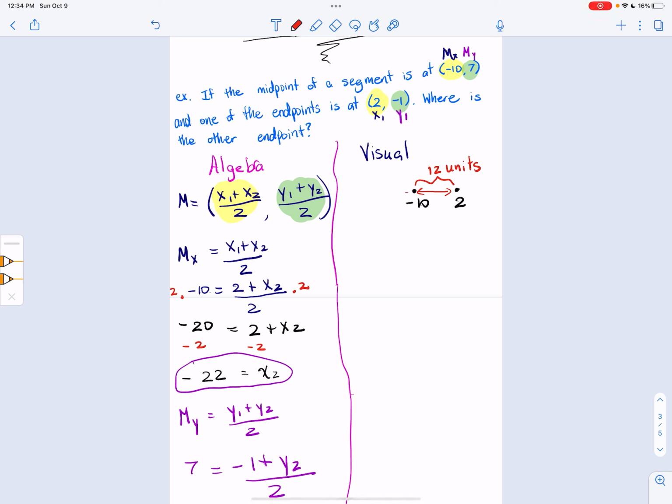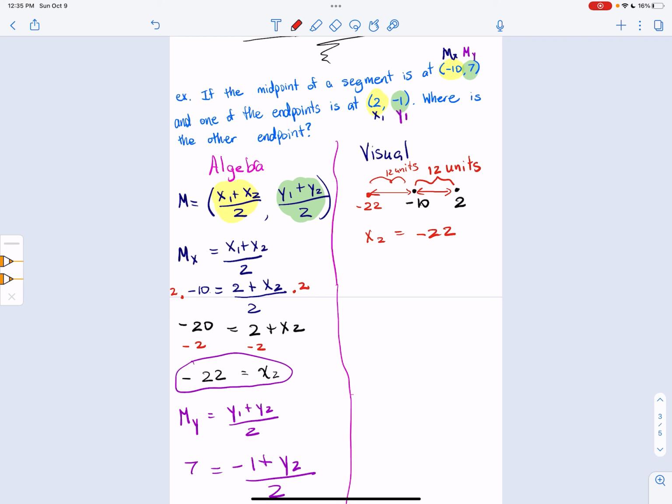So now if I want to know what happens if I go backwards, I have to count backwards 12 units. So going back from negative 10, 12 spaces, we get to negative 22. And that's how we figure out the x coordinate. The x coordinate, or x2, I'll call it, equals negative 22.